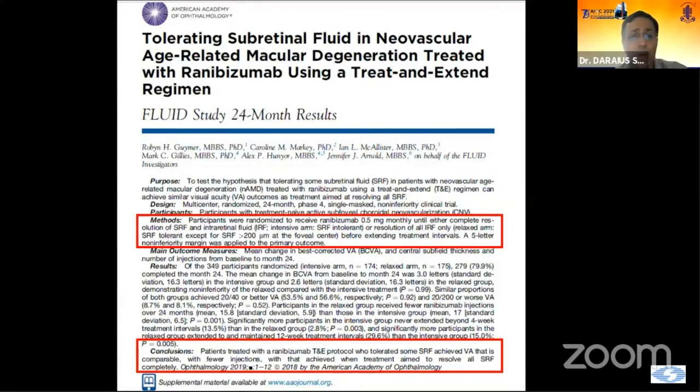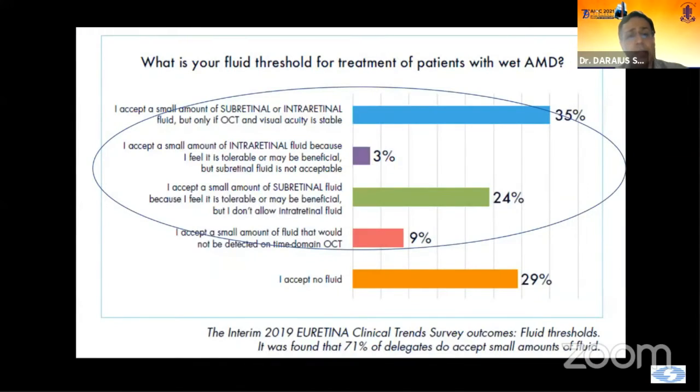And this magic number of 200 micron is also seen in the pivotal FLUID study, where they were tolerant of any SRF below 200 micron at the foveal center. And these patients achieved vision which was comparable to the stringent criteria. So this has now found its way into clinical practice also, where SRF is being tolerated if it's stable.